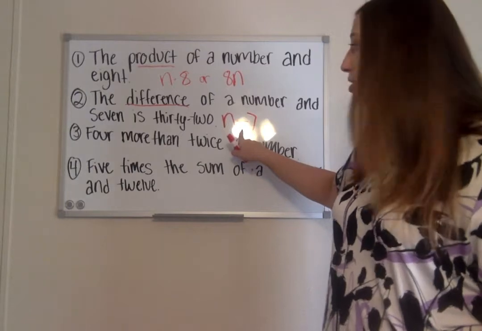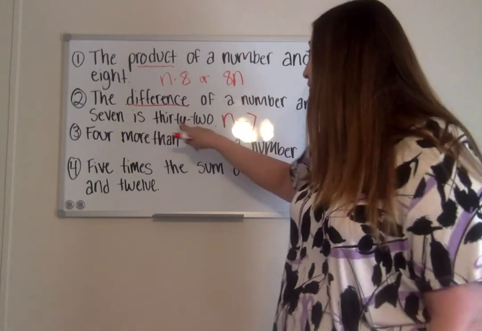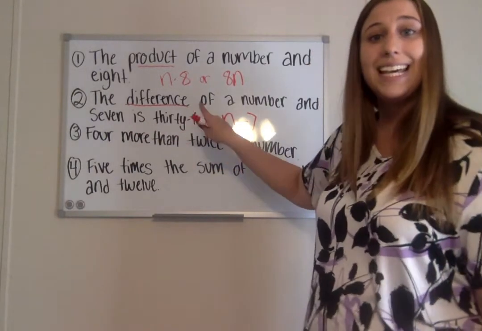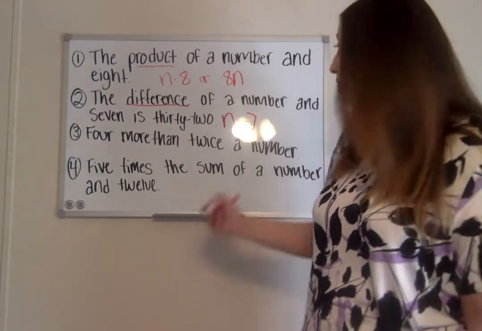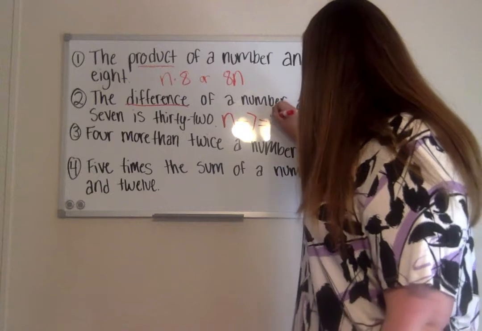But then lastly, it also tells us that this is 32. If it is 32, that means it is that value. That's what it's equal to. So we put equals 32.